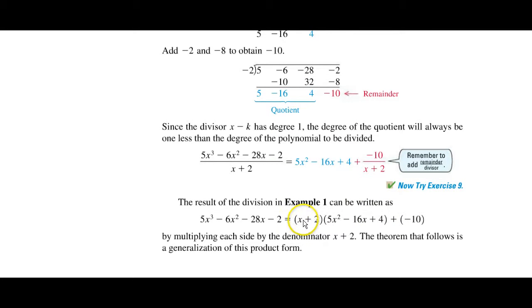And another way of writing it is, if you wanted to prove it by multiplication, you could multiply this binomial by this trinomial, that's what they're showing you here, and then eventually add a -10 to it. Okay, so hopefully we've cut this down a lot, and we'll do another one here shortly.